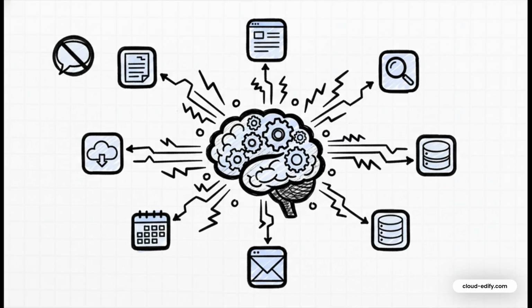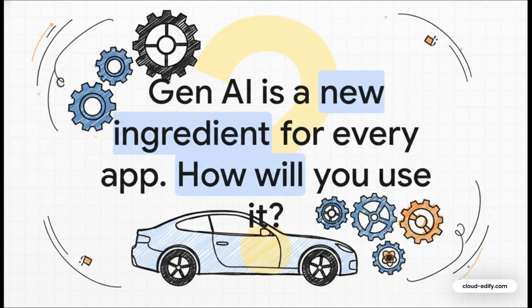That's the revolution. So the big takeaway is this. Generative AI isn't just a new app you download. It's a new ingredient for every app. And that means the important question is no longer which chatbot should I use? The real strategic question for every single one of us is how are we going to use this powerful new ingredient to reinvent how we work?